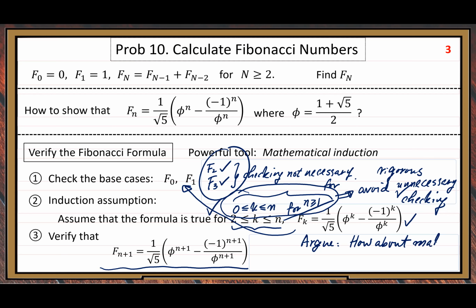How about making k equals m plus 1 in our mathematical induction? The answer is no, you cannot do it. It's illegal. Why? Because it is out of range for k.